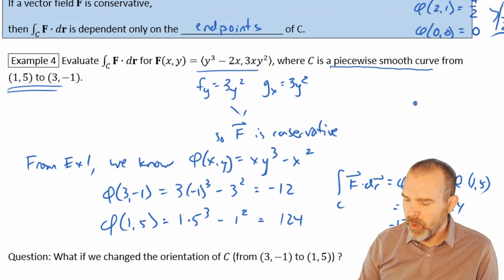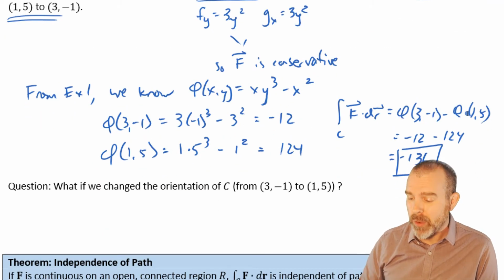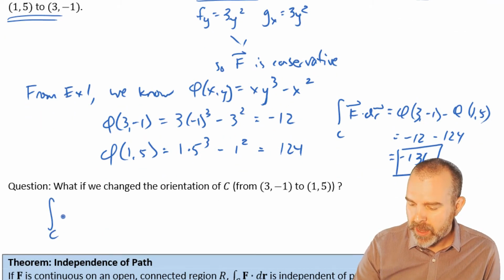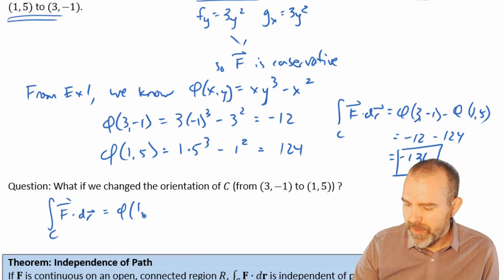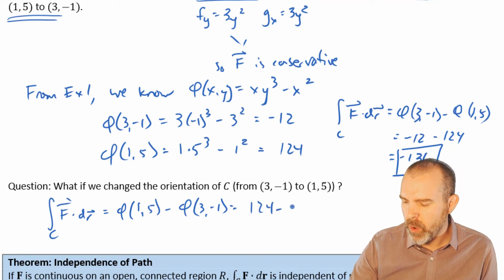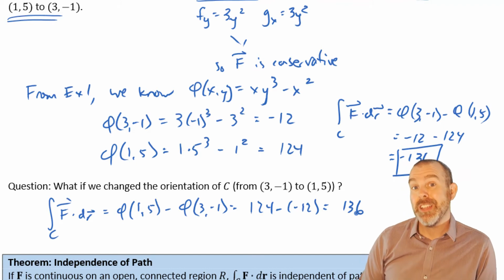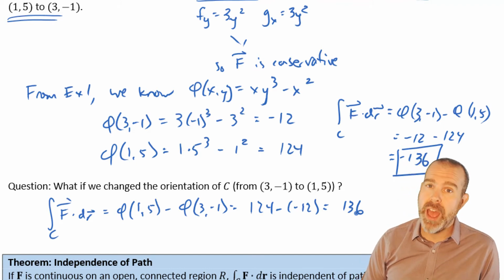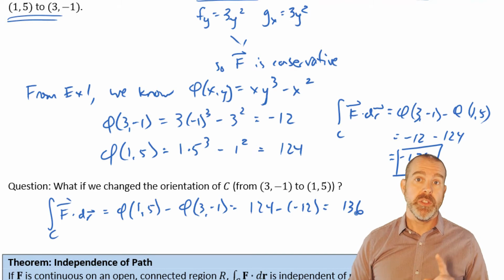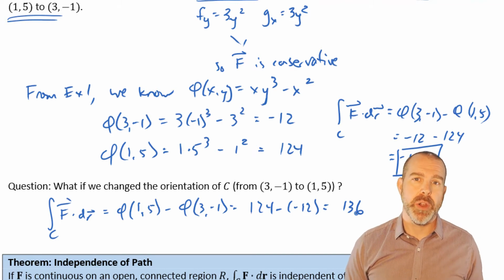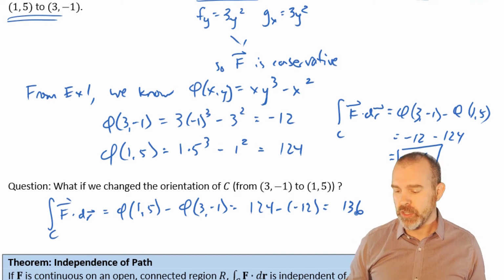Now here's a question. What if we changed the orientation and went backwards? Well, then the line integral would be phi at (1, 5) minus phi at (3, -1). So then it would be 124 minus -12. Then it would be positive 136. So the direction that you travel on your paths is going to be important. This is going to be important as we progress into some of the later sections as well.